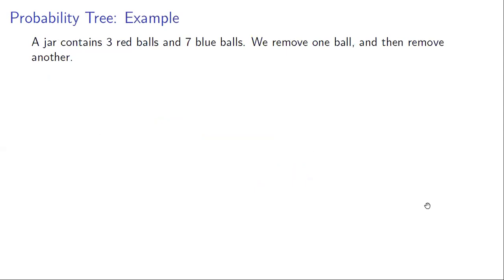Now here we have a new type of example, which is not really going to come up in the homework, but it's nice to see it once. So suppose a jar contains 3 red balls and 7 blue balls. We remove one ball and then remove another. Okay, so we care about the order.